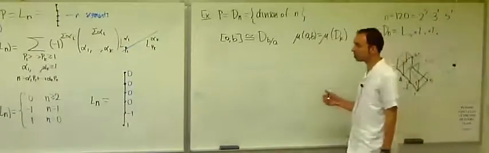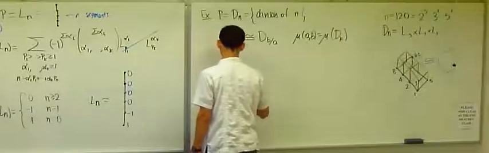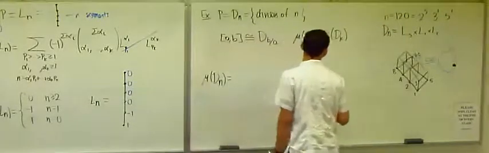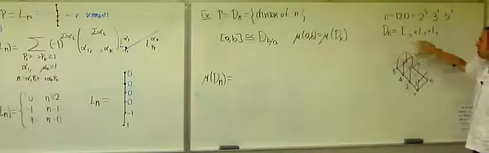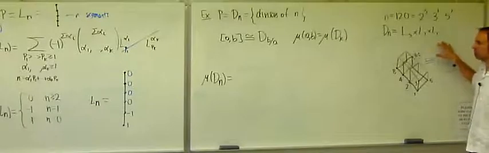Well, mu of dn is equal to what? The key is that dn factors, and therefore mu factors. Okay? So how does it factor?